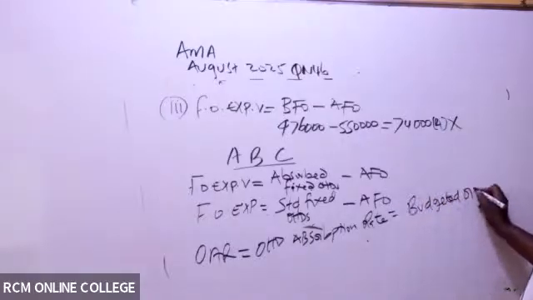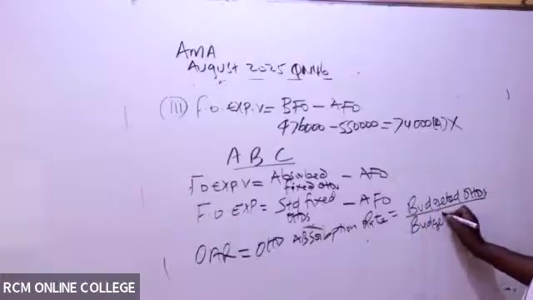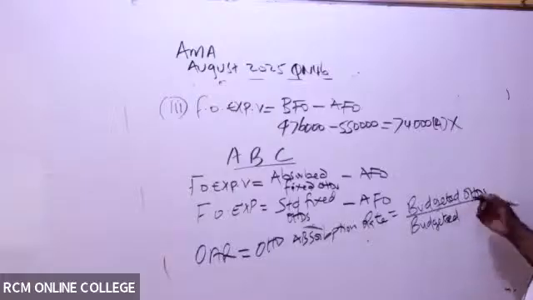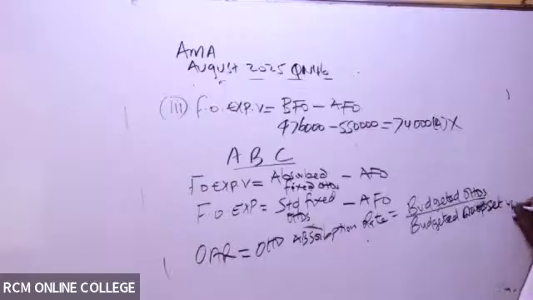Budgeted overheads over budgeted units. So in this case, it will be over budgeted setups. Budgeted number of setups. Allow me to repeat there.